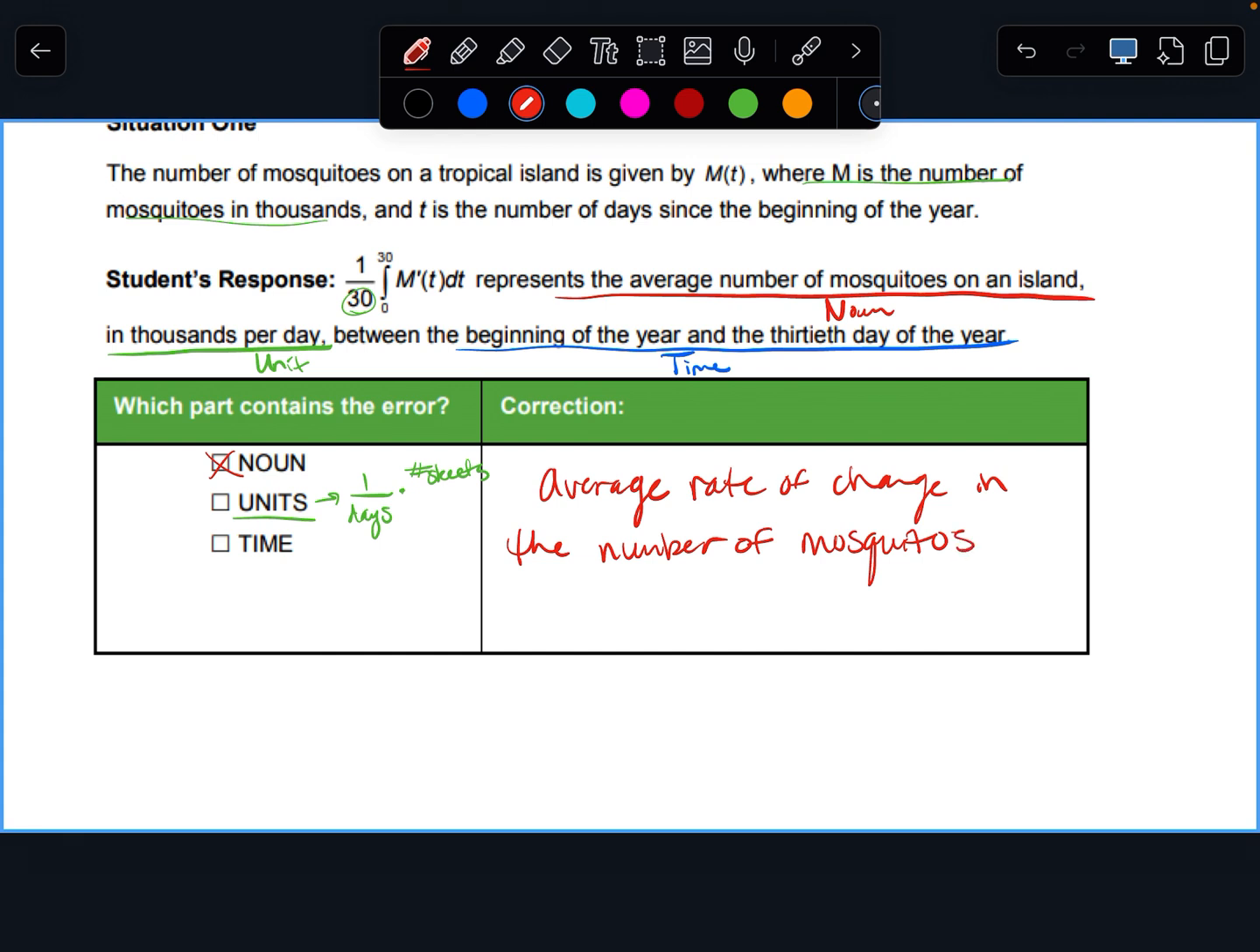If it was just regular M, is that what you're saying? If the noun part was right, would it just be mosquitoes? Yeah, or in thousands. But then that would also be regular M, and it would be good. So if it was regular M, you would say average number of mosquitoes in thousands. With the integral? Yep.